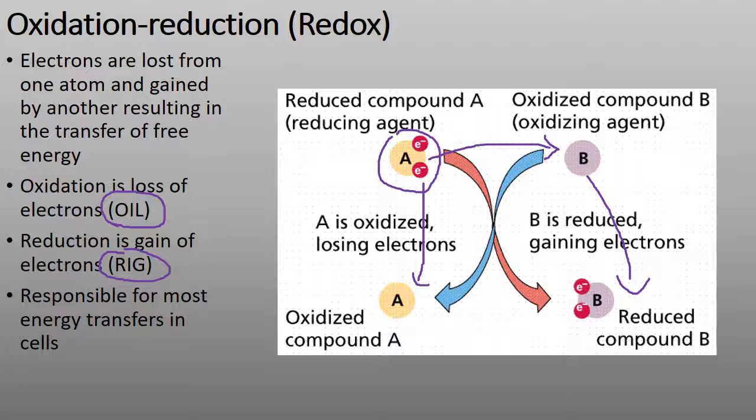Now, taking a look here, substrate A has the electrons. Substrate A is going to give those electrons to substrate B. Now, because A lost the electrons, it has become oxidized. B is accepting the electrons from substrate A. So B is gaining electrons. Because it's gained electrons, it is now reduced.